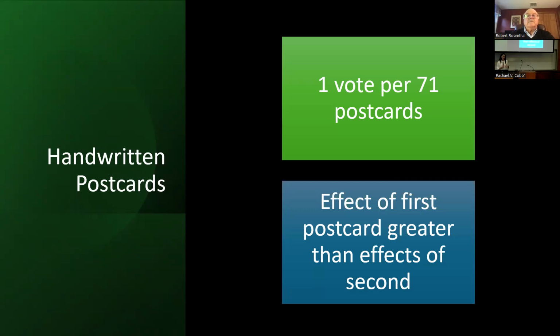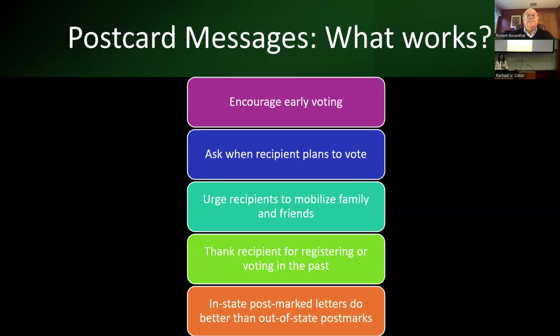So if you write postcards, you're going to get one vote out of the 71 that you write. It's your choice about whether you want to do that. But that is something. One thing to note is that the effect of the first postcard is greater than the effect of the second. So if you think, "Oh, I'll write this postcard 5 times," it's the first contact that makes the difference. So it's better to spread it out and write to 71 times 5 different people than to just focus on the 71 people that you wrote to.